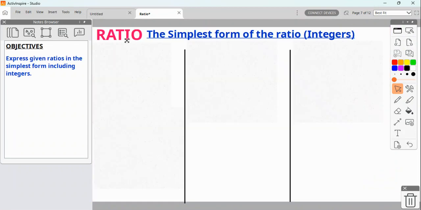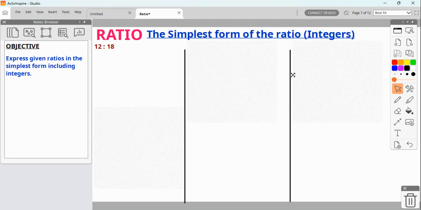In this lesson we will discuss ratio, and our objective is to express given ratios in the simplest form, including integers. So let's start. Question number 1: 12 ratio 18. We have to write it in the simplest form.